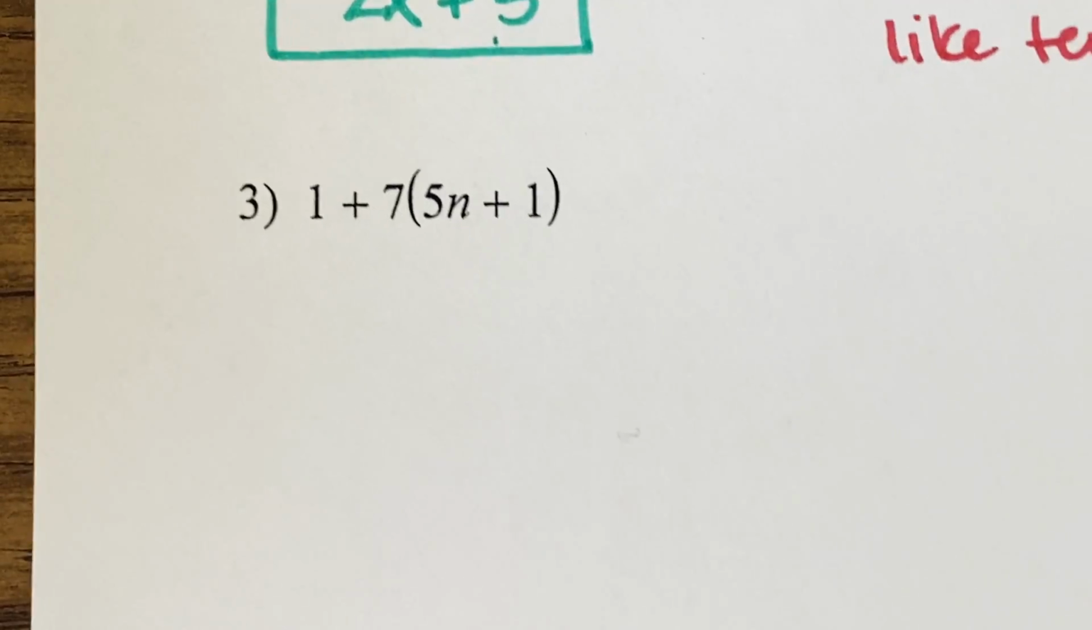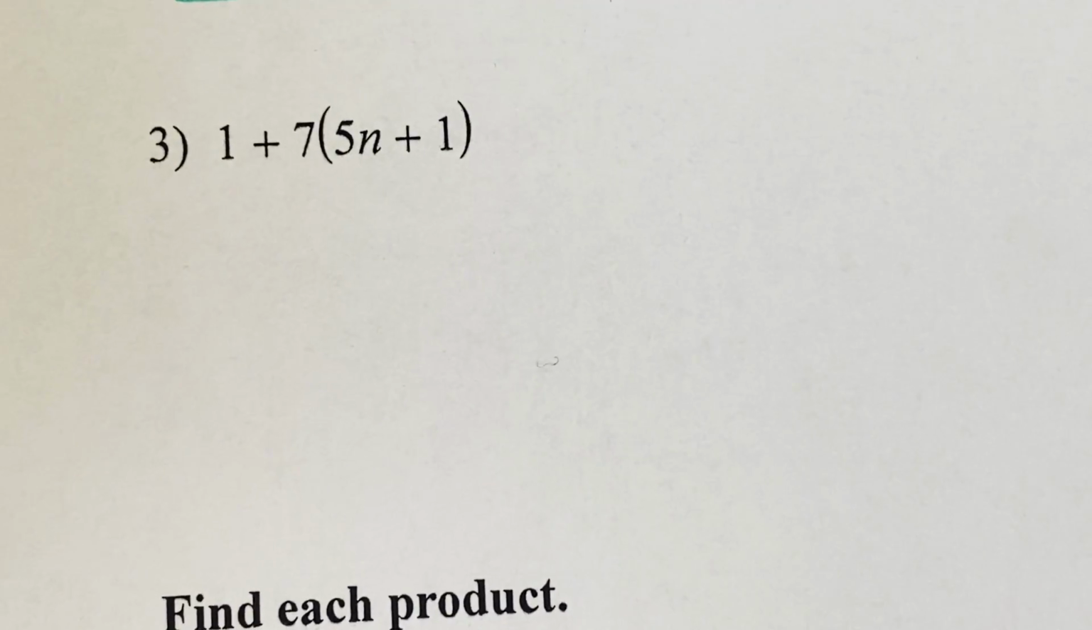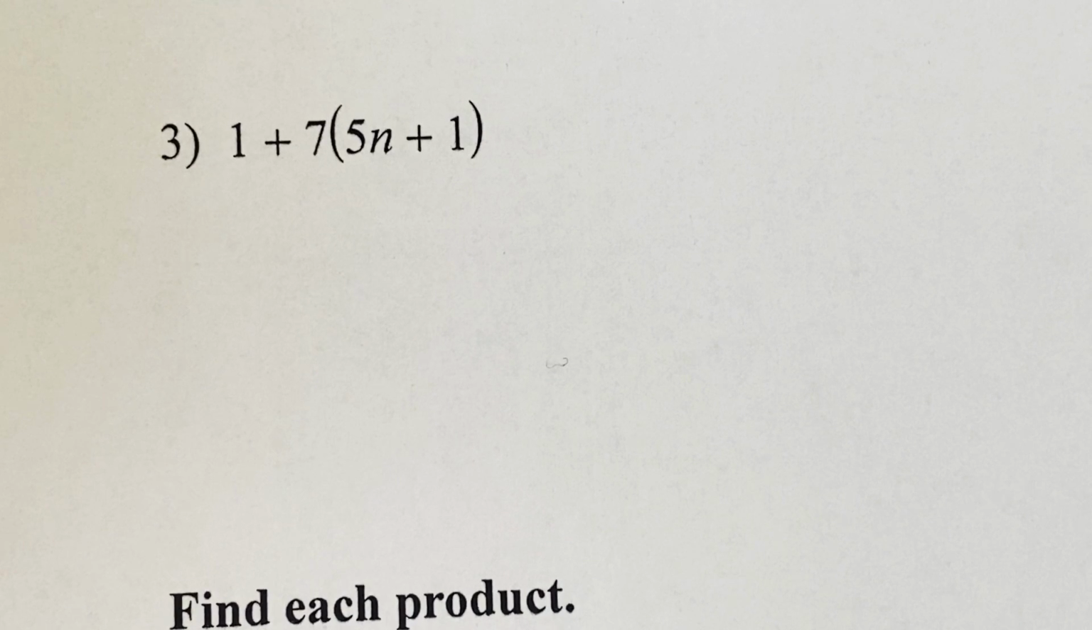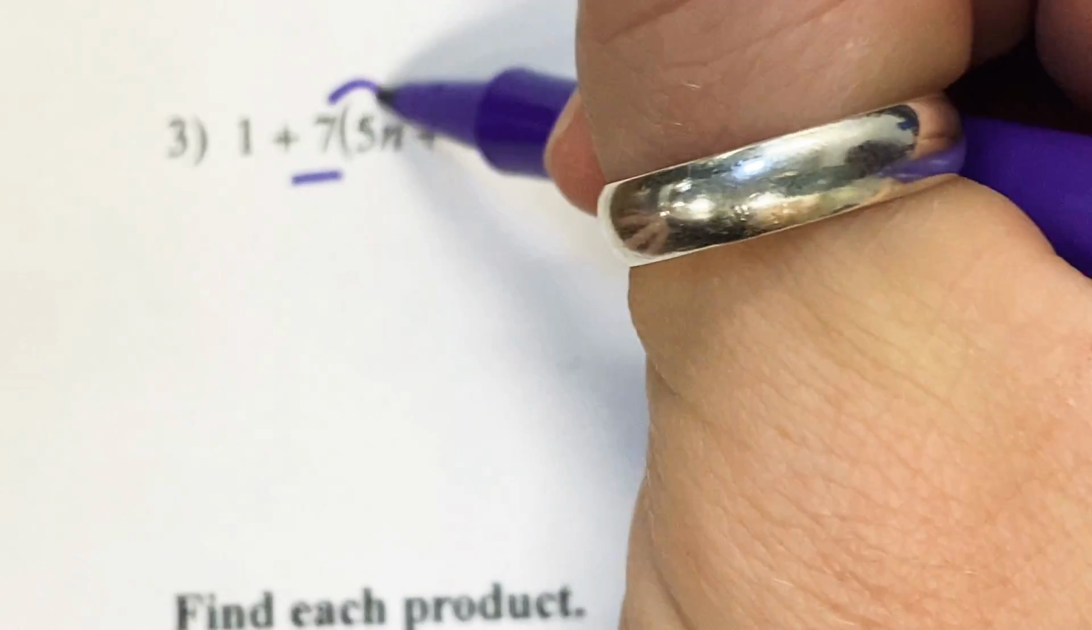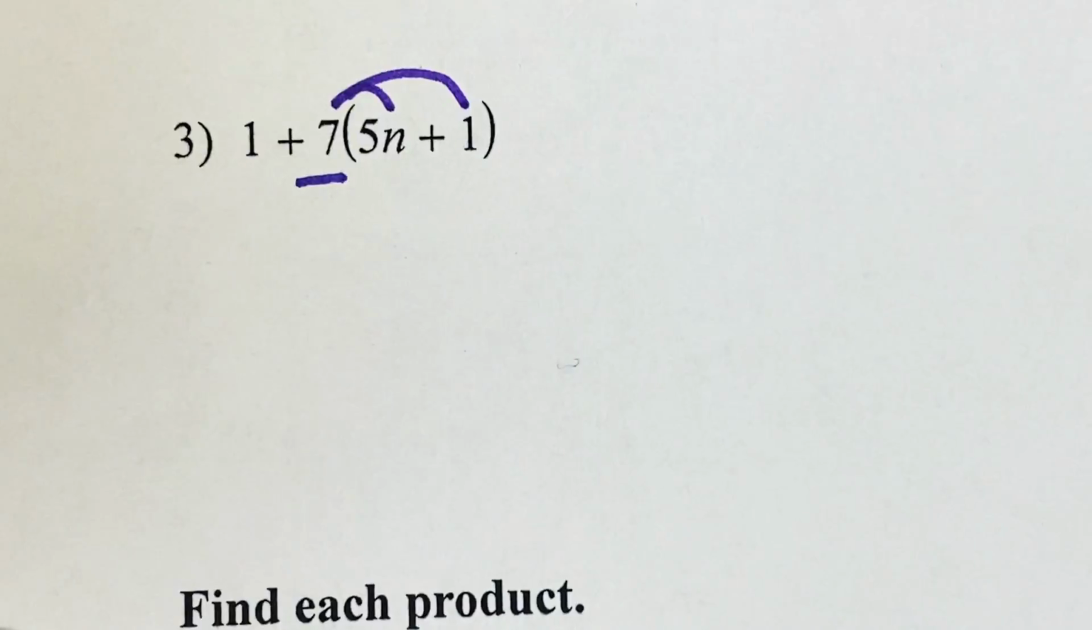Okay, let's look at number 3. On number 3, what is the number that is going to distribute? Remember, we have to distribute before we combine like terms, so what is the number that's going to distribute? It's going to be this +7. Okay, so that's got to distribute. We're going to ignore the 1 for now.